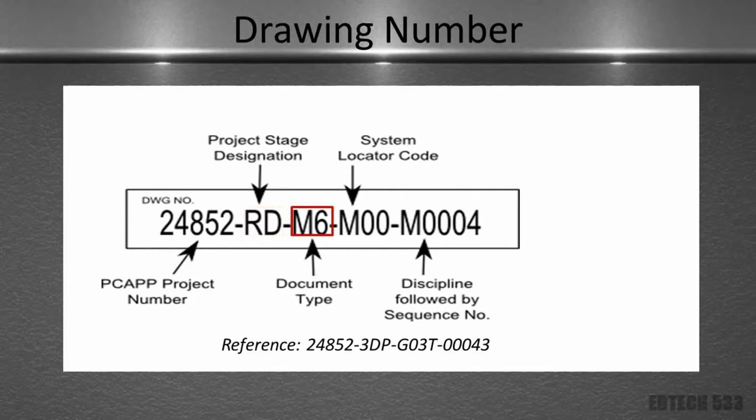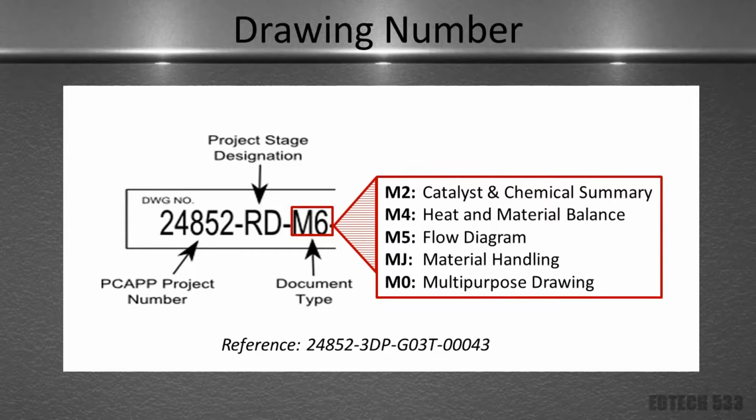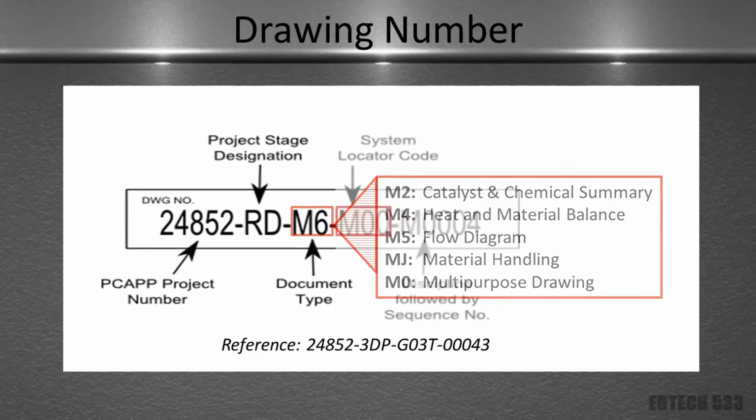Then we have the document type. This block tells us what type of document we're looking at. And there are several different types of drawings out there. We, of course, are talking about PNIDs, so PNIDs are represented by M6. There are M2s, M4s, M5s, MJs, and M0s out there, but this particular class is going to focus on M6.